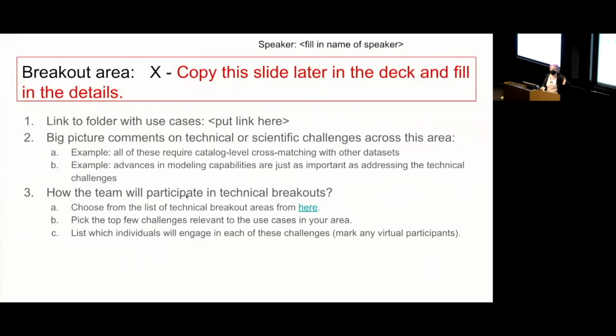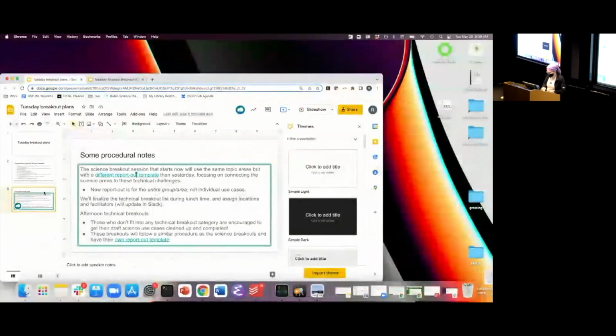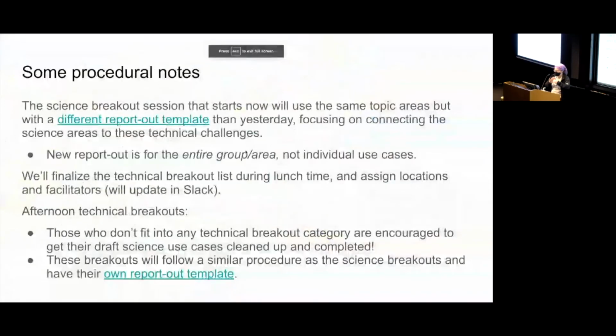So if your science area might benefit from 3 of the 6 listed technical areas, you could list them here and mention who plans to participate in each of those. That'll give the organizers a sense of the sizes of the different groups and how to facilitate them, just so that we can make sure we're on track to have a productive afternoon. So that's a different report out, and just to reiterate, that's for the entire group, not for individual use cases.